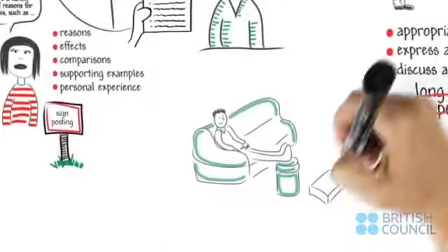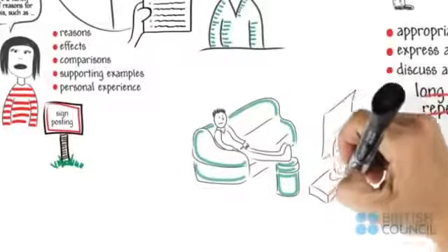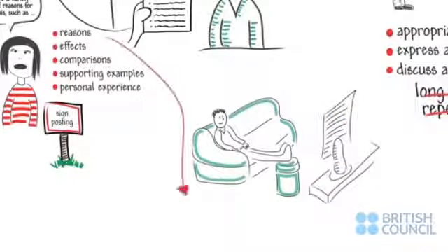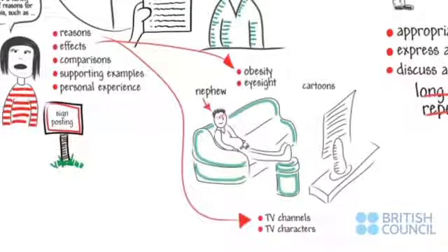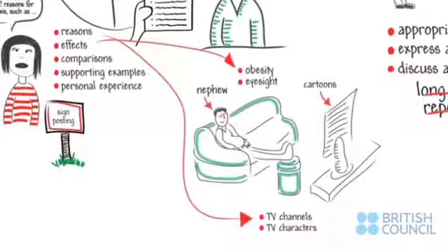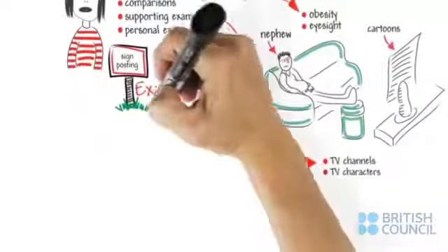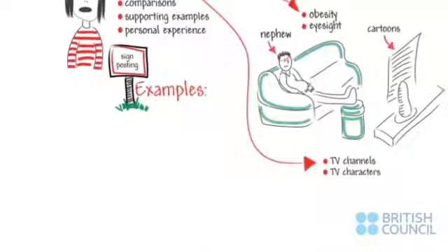For example, discussing excessive TV watching, you might mention reasons: increasing numbers of TV channels compared to a generation ago, and the popularity of TV characters. Effects: increasing obesity levels, eyesight problems, and other health issues. Experience: my nephew watches nothing except cartoons. He will not study. Here are some examples of signposting for Part 3 of the test.